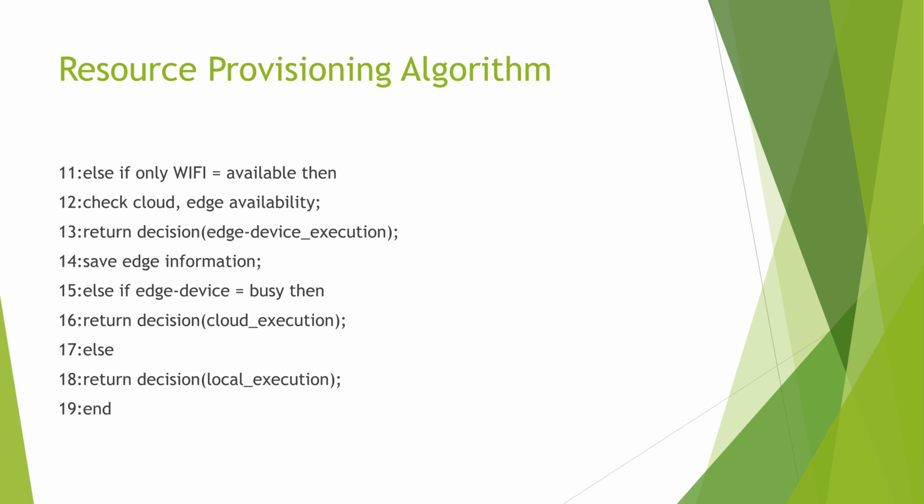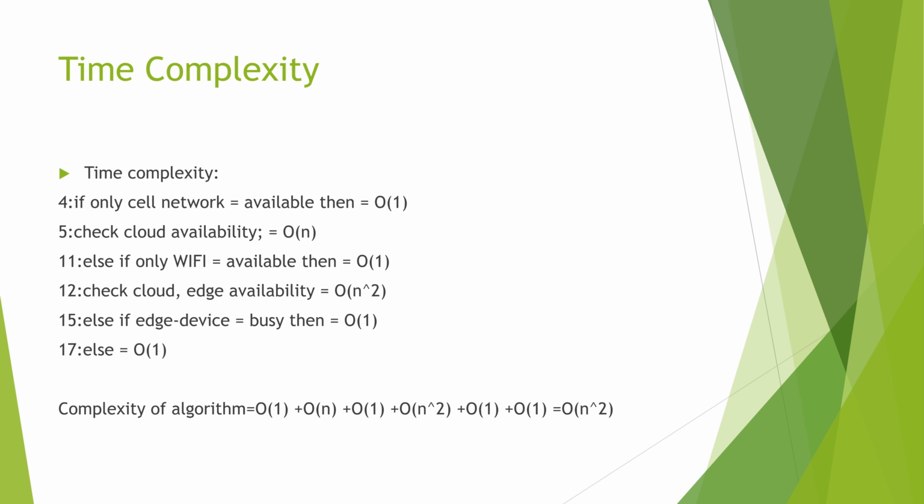Line 11 checks if only Wi-Fi is available. If yes, then the edge and the cloud availability is checked. If the edge is available, then the execution on edge devices is decided and the edge device information is temporarily stored. If the edge device is busy, then the cloud execution decision is made. If not, local execution is decided.